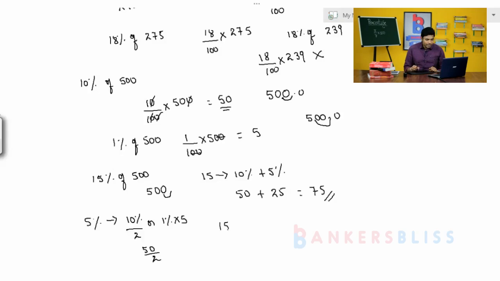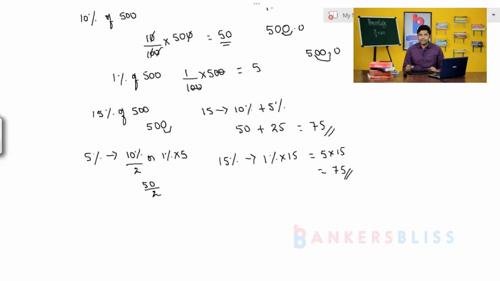Otherwise, the 15% you can do in this manner, 1% into 15. So 1% is 5. 5 into 15, which is equal to 75.